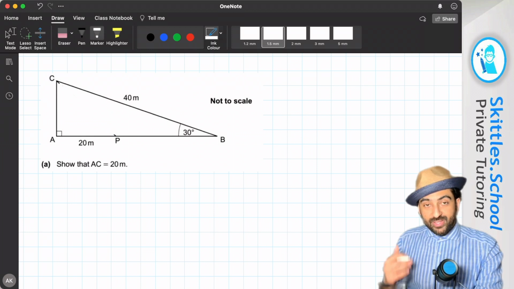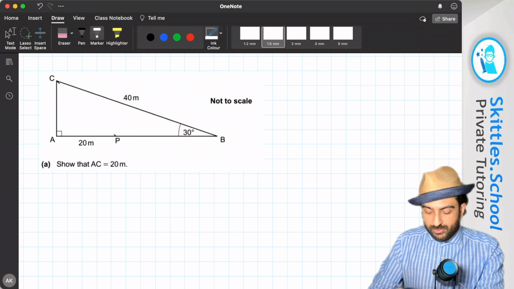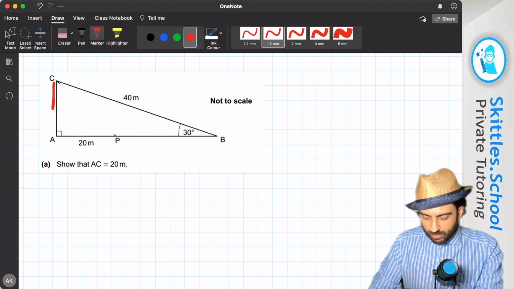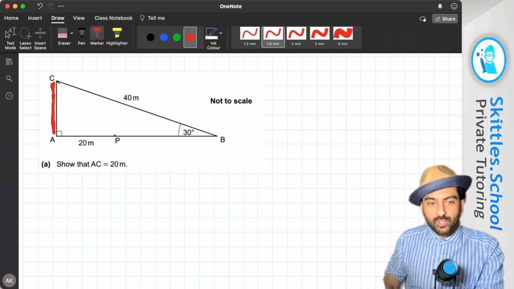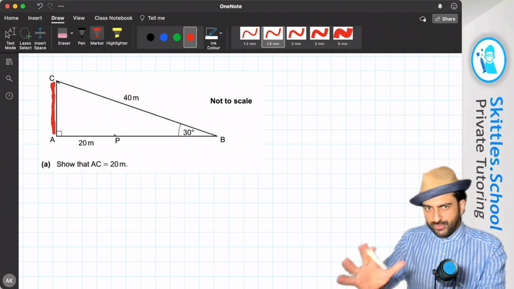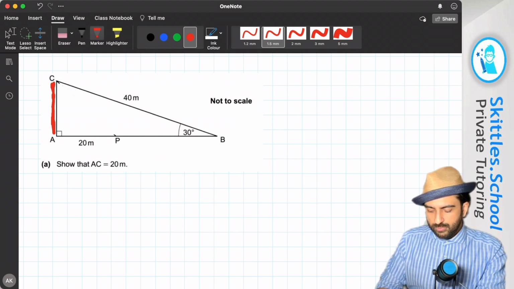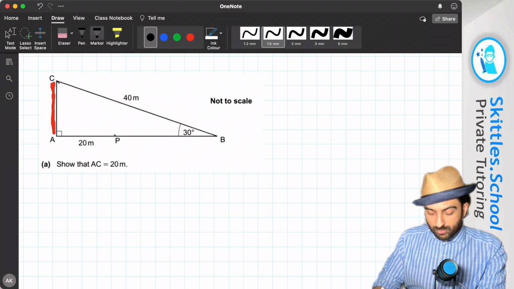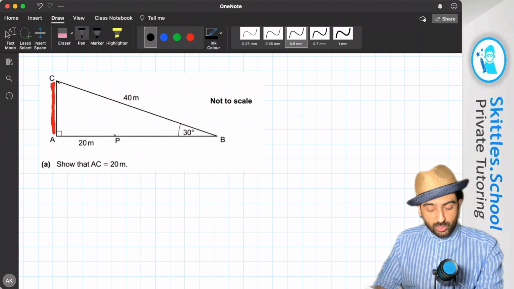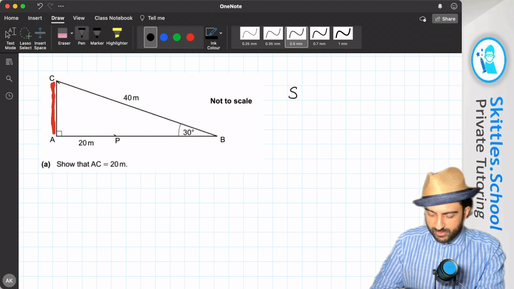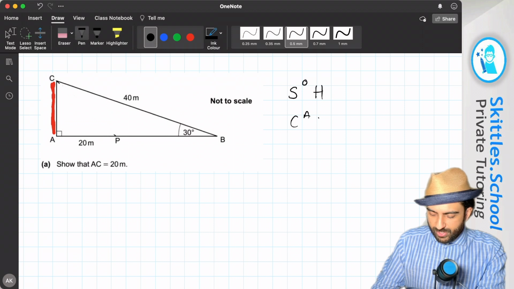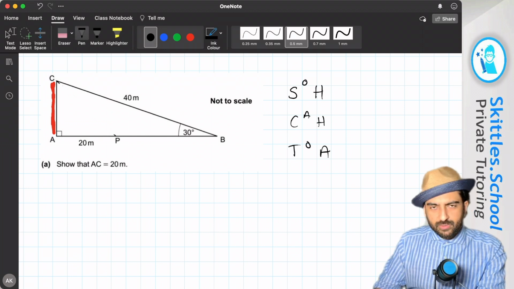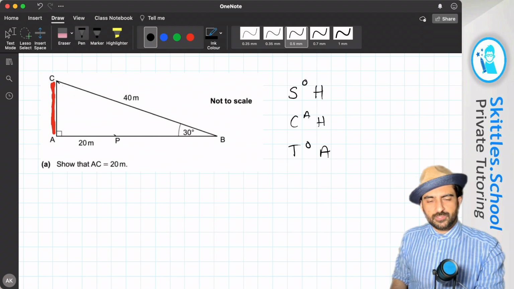So we need to show that AC is 20 meters. So we're looking at this line here. That's the one that we need to show is 20 meters. And I'm going to use this triangle as a whole to show that AC is 20 meters. Okay, so for this question, we're going to use trigonometry. We have 3 options with trigonometry. We have sine, cosine, and tangent. And we've got to decide which one we're going to use.